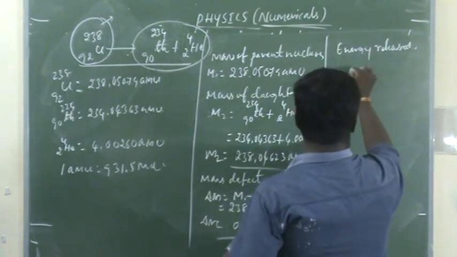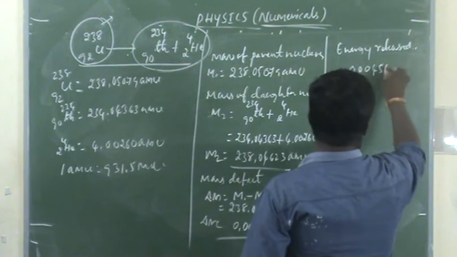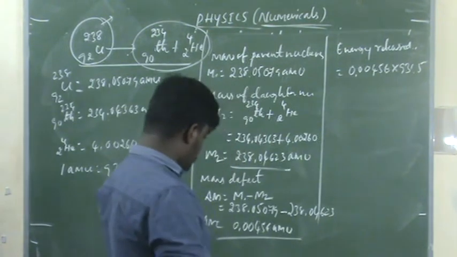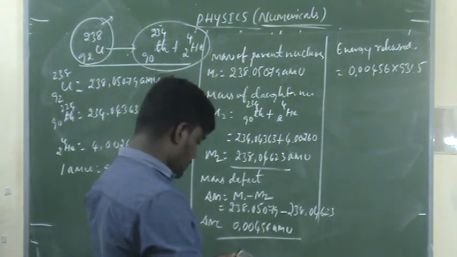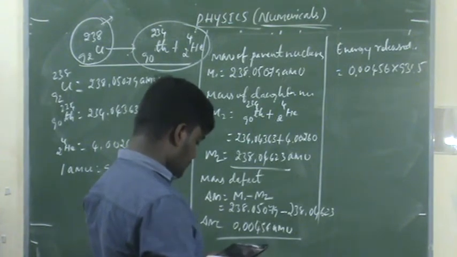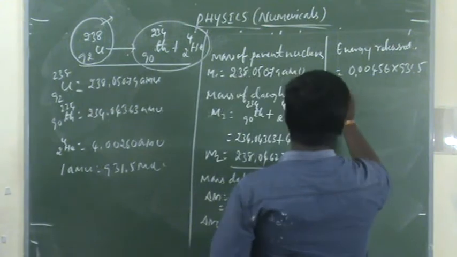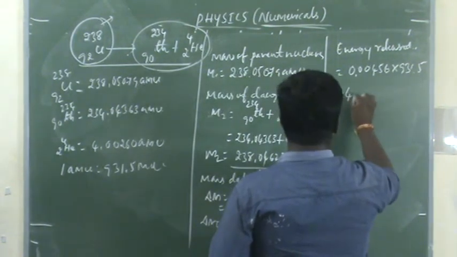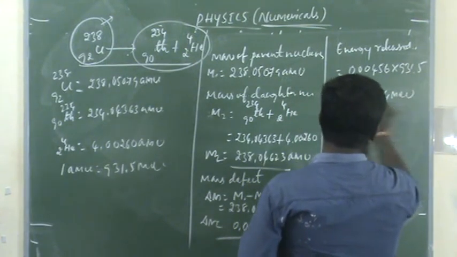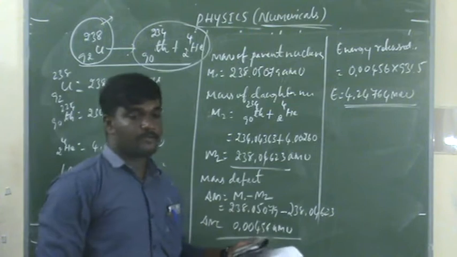So that is equal to mass defect into 0.00456 into 931.5. E equals 4.24764 mega electron volt. This much energy is released during alpha decay.